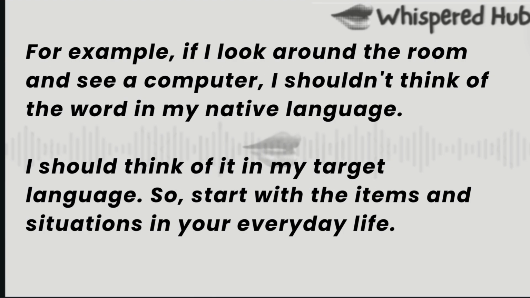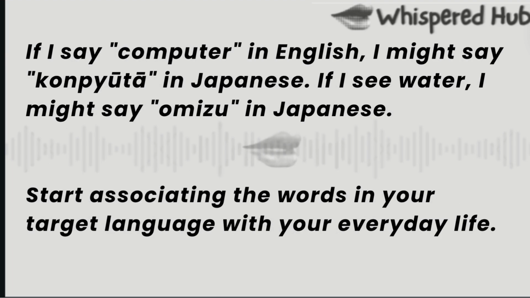For example, if I look around the room and see a computer, I shouldn't think of the word in my native language. I should think of it in my target language. So start with the items and situations in your everyday life. If I say computer in English, I might say computer in Japanese. If I see water, I might say omizu in Japanese. Start associating the words in your target language with your everyday life.